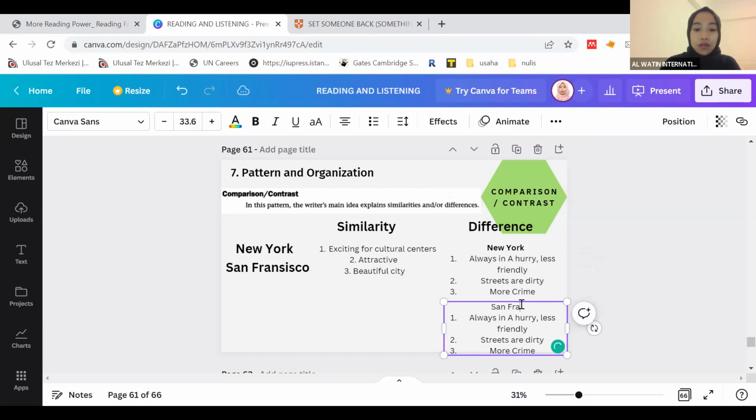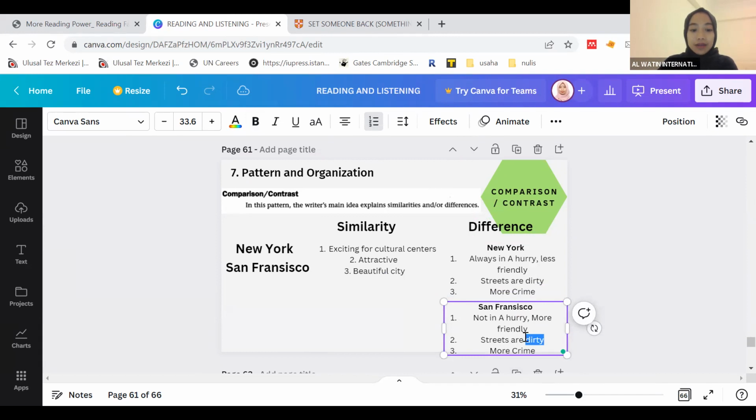San Francisco. How is the city? It's totally the opposite of New York. So we can say, instead of always being in a hurry, people are not in a hurry and more friendly.